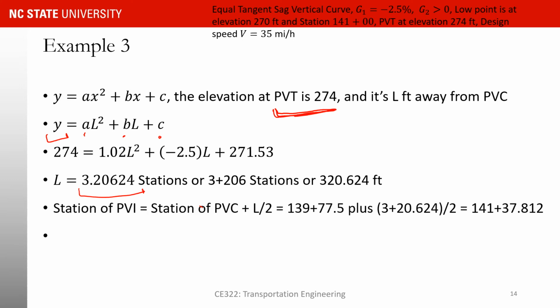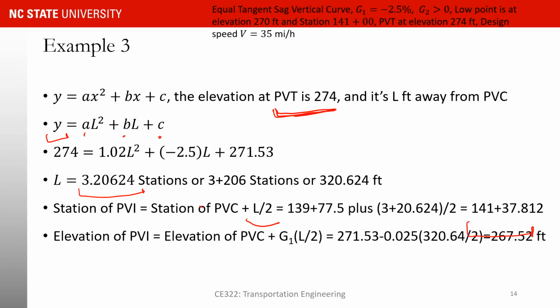So now you can find the station of PVI, which is equal to station of PVC plus half of L. So that's just simple calculations. I have 139 plus 77.5. I add the half of the length of the curve to that. So the station of PVI is going to be 141 plus 37.8. The elevation of PVI, you just need to know the elevation of PVC and add G times L over 2 to it.